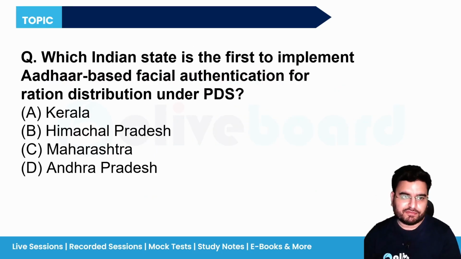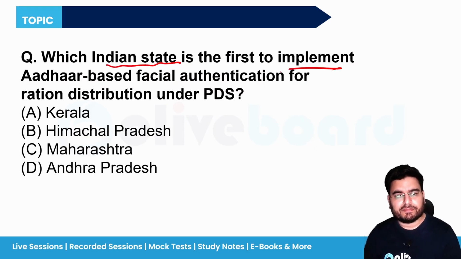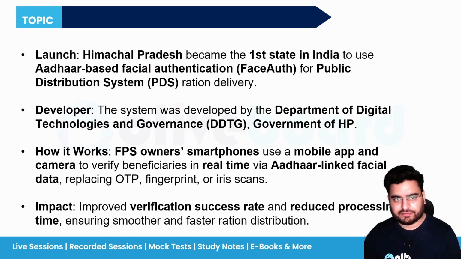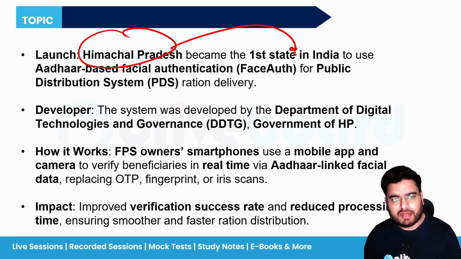And which state has done it for the first time? Himachal Pradesh. So which Indian state is the first to implement Aadhaar based facial authentication for PDS? The correct answer is Himachal Pradesh. Okay, so Himachal Pradesh, first state in India to have what? Face authentication for PDS. So like this, you are going to make notes.